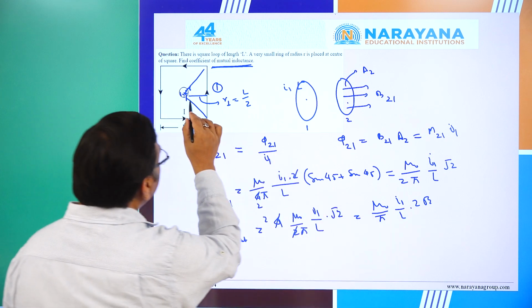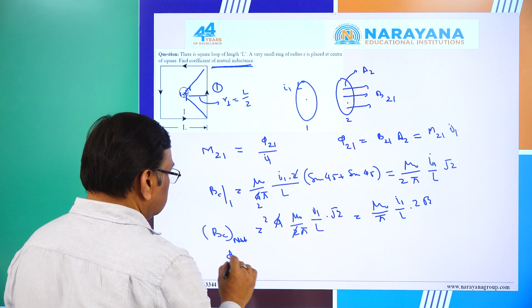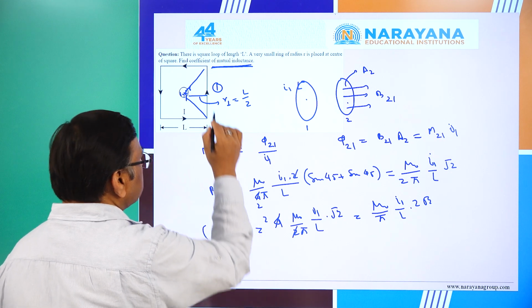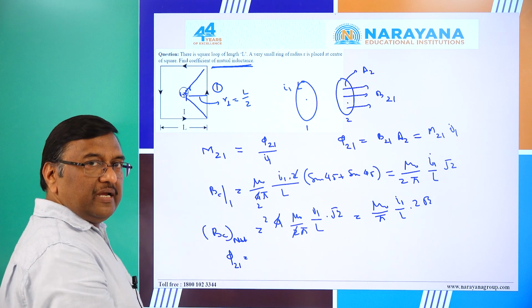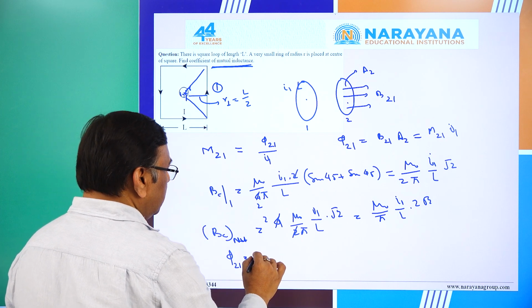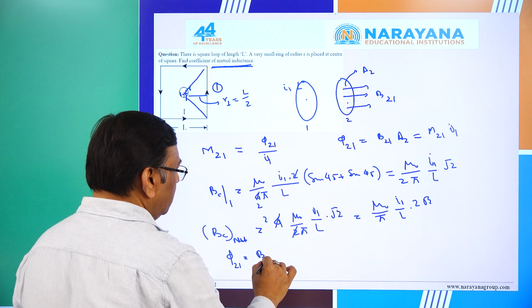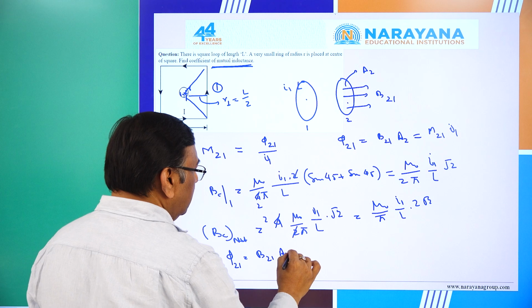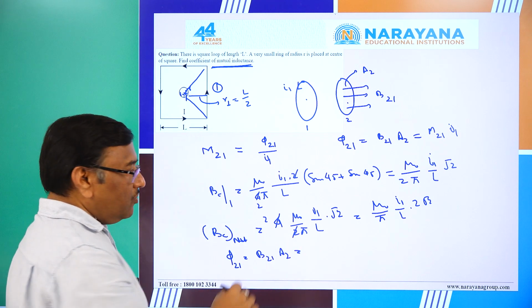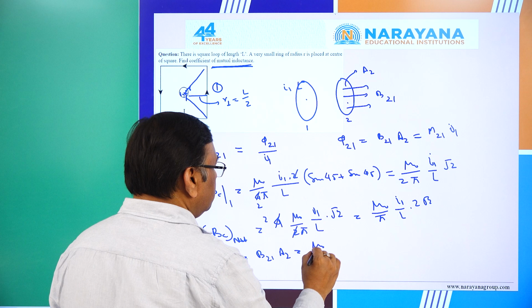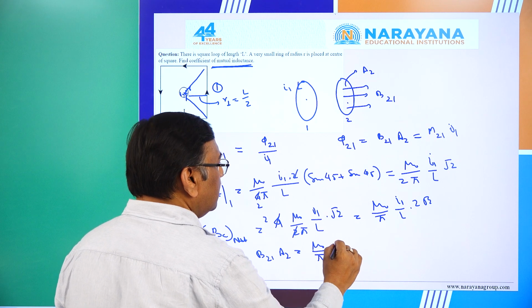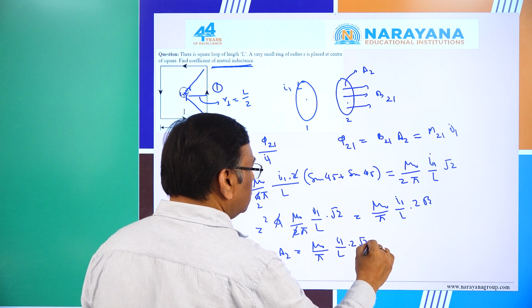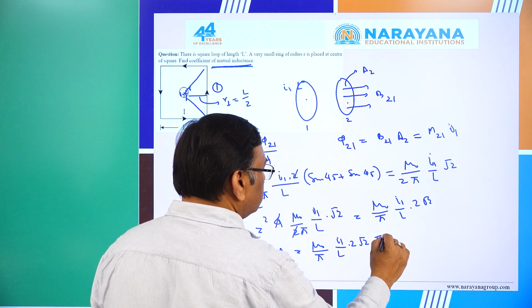So the flux through this ring due to this, I can write phi 2 1, because I am considering one ring as my second element 2. Phi 2 1 is going to be B at 2 due to 1 into the area of the 2. Area of the 2 is going to be pi r square. What is my value?